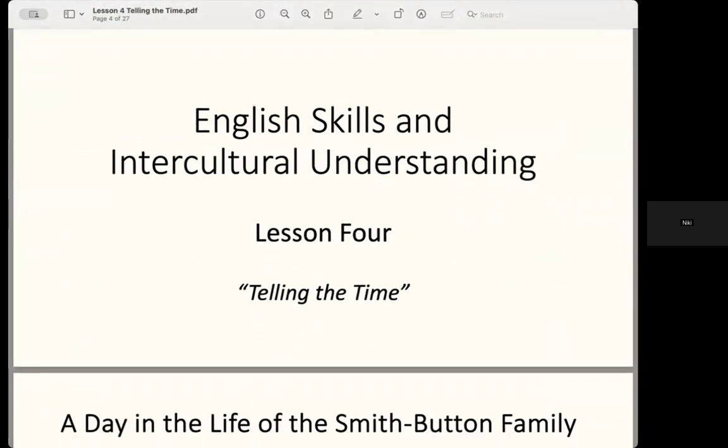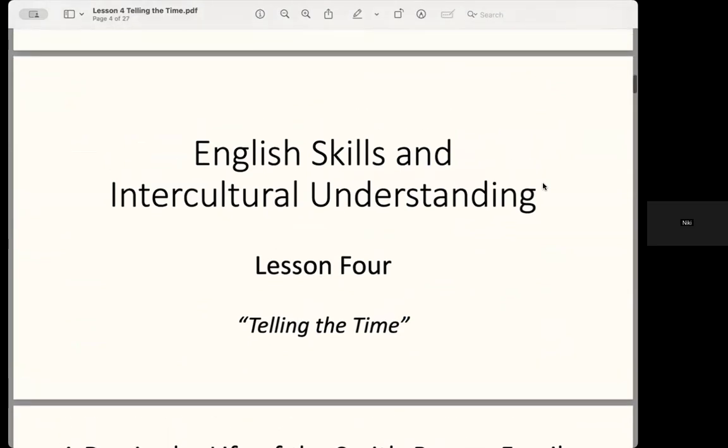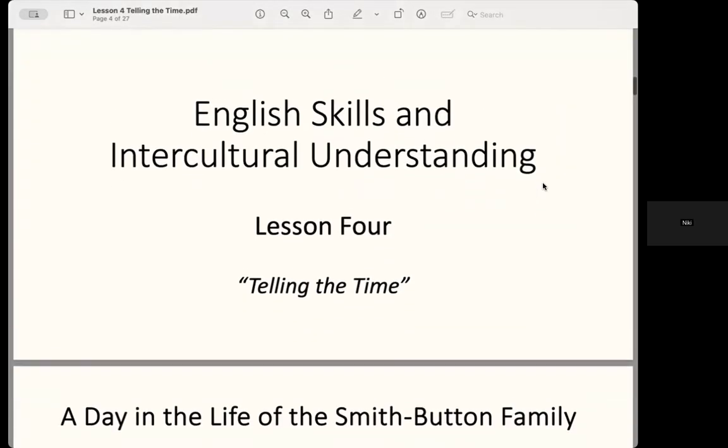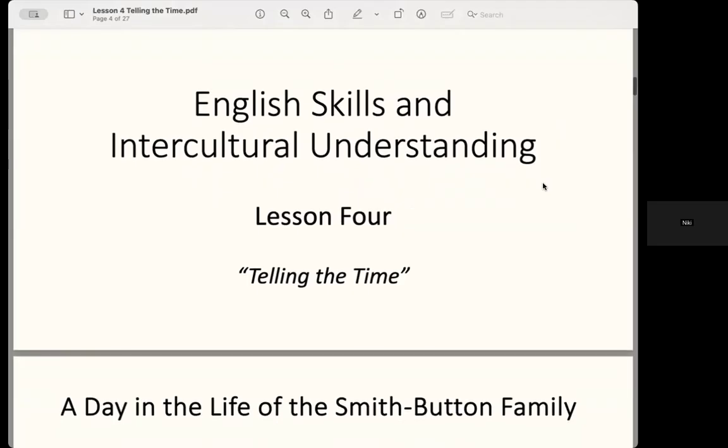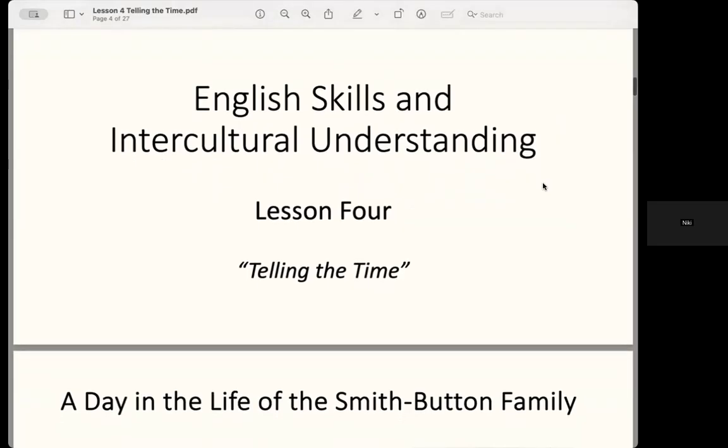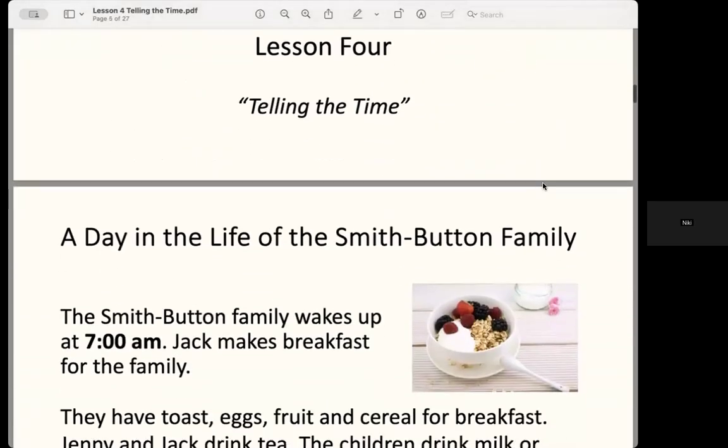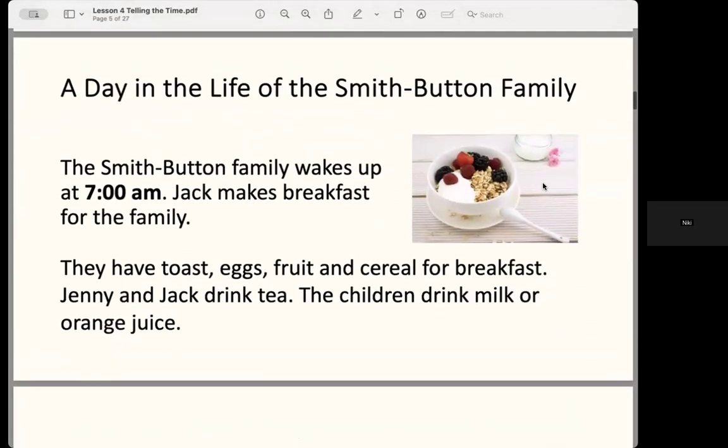Lesson 4. Okay, everyone, this lesson is about telling the time, which is really important in every language. So we're hoping that we get you to be able to do this really well in English. Okay, so we're going to use our family again that we've been talking about and that we've already had some stories about. So we know about the Smith-Button family. So here is a day in the life of the Smith-Button family.